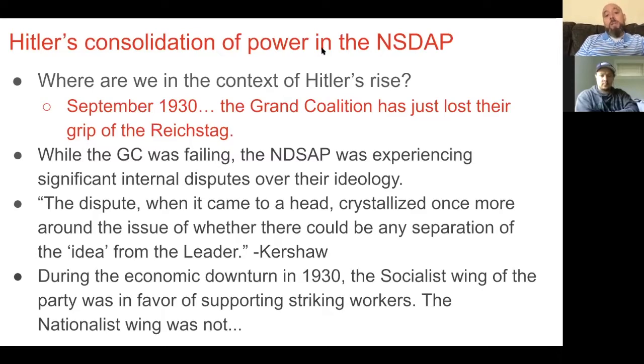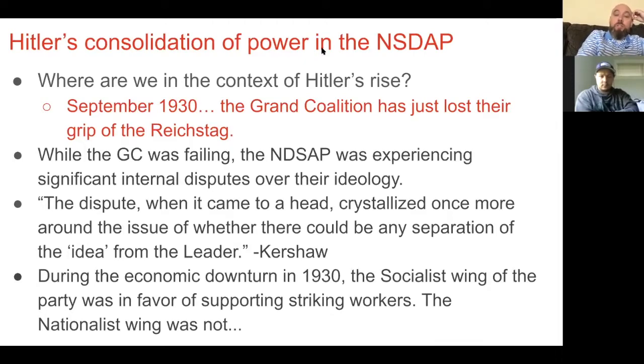So while the Grand Coalition was failing, as covered in our last episode, the Nazi Party was experiencing pretty significant internal disputes in their own party. In particular, the dispute centered on the role that the party should play in assisting the unions around Germany as they faced massive layoffs and unemployment numbers. According to Kershaw, this dispute in the NSDAP, when it came to a head, crystallized once more around the issue of whether there could be any separation of the idea from the leader.